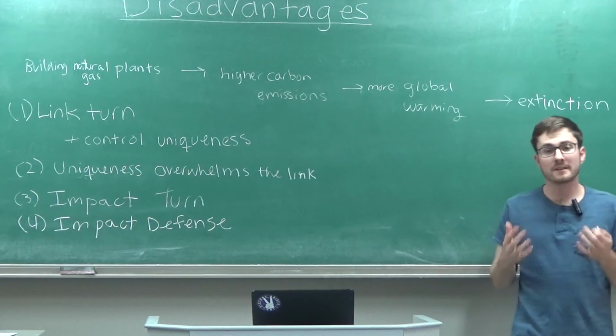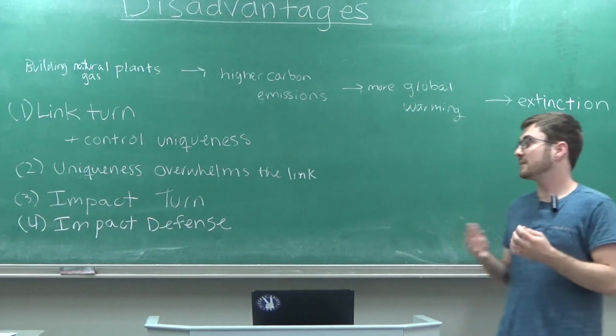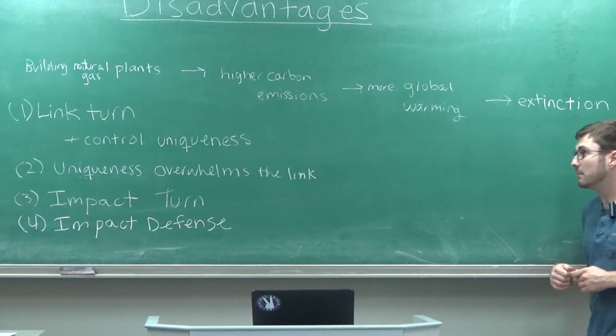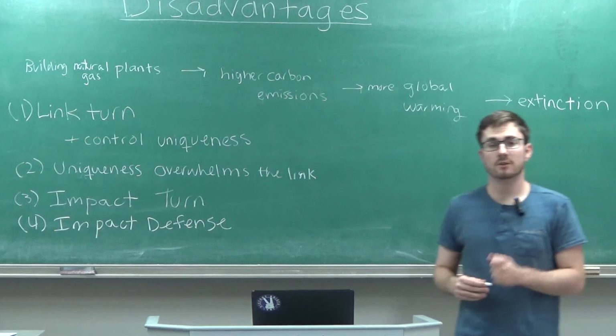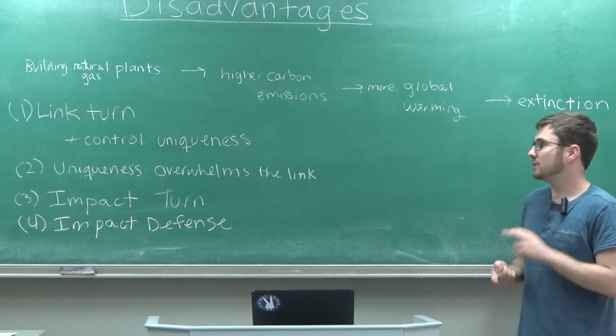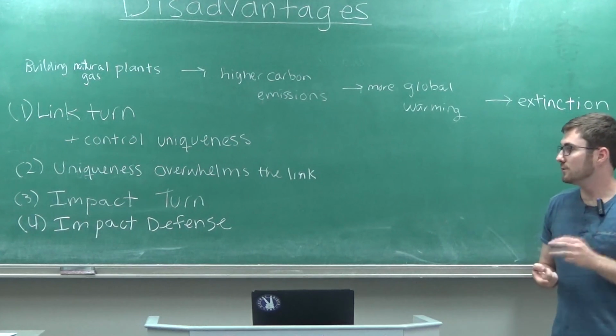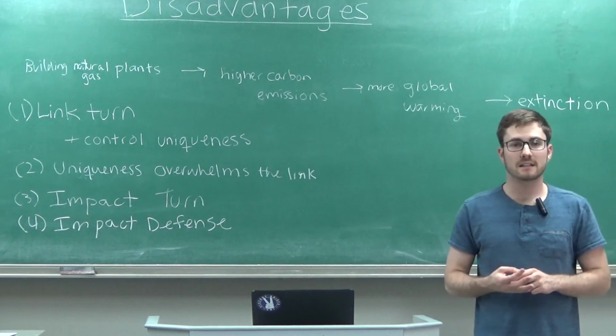Disadvantages are a very common neg strategy that explain why the plan is a bad idea, and answering them is also pretty simple. You can use a link turn, during which you should control uniqueness. You can use uniqueness overwhelms the link arguments. You can use impact turns, and then impact and link defense.